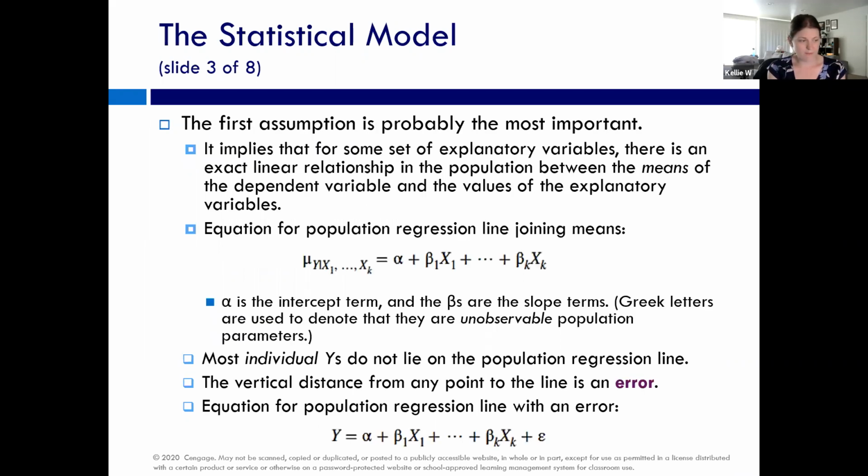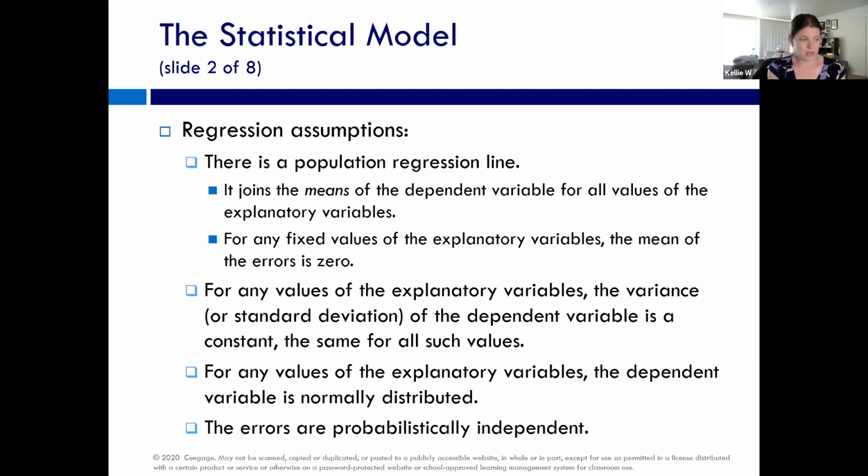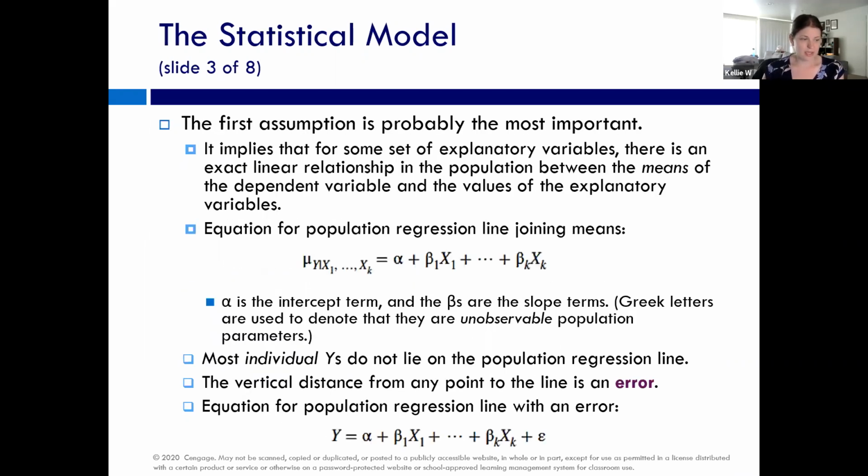Okay, so our population regression line assumption is important. It's implying that for some set of explanatory variables, there's an exact linear relationship in the population between the means of the dependent variable and the values of the explanatory variables. So that perfect equation would look like this. This is the mean of y given all of our explanatory variables. And alpha is our intercept, and then the betas are the slope terms. They like to use Greek letters when we're talking about unobservable population parameters, so that's why they're there.